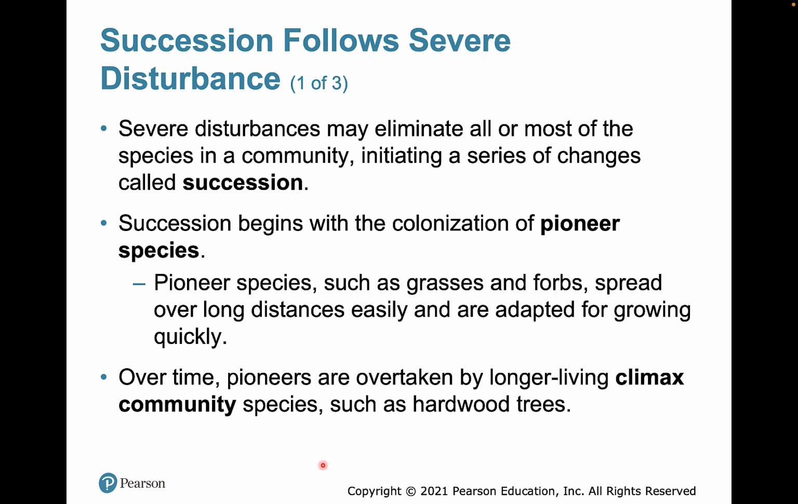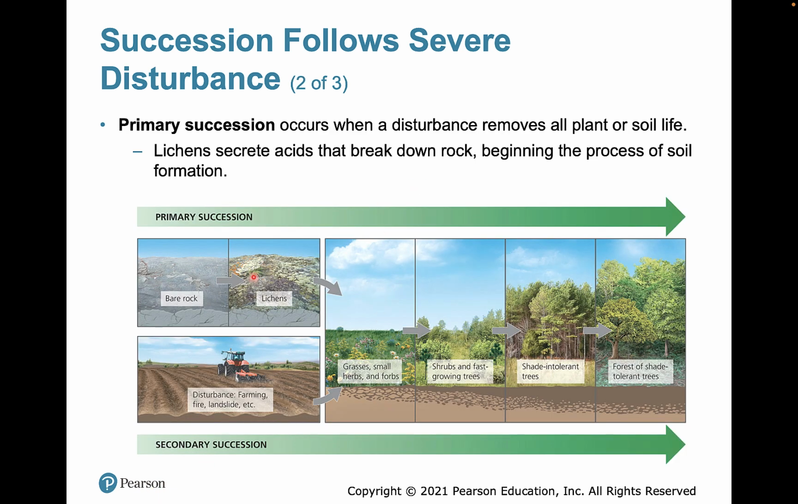Okay? Pioneer species are small. They are really resistant to pretty harsh conditions, right? They spread over long distances and they grow really fast. Over time, after succession takes place, the pioneers will fade out and wind up becoming a climax community, which are the biomes that you guys are going to talk about in a little bit, such as hardwood trees. So there's two kinds of succession. Primary succession is the top half, and secondary succession is the bottom half.